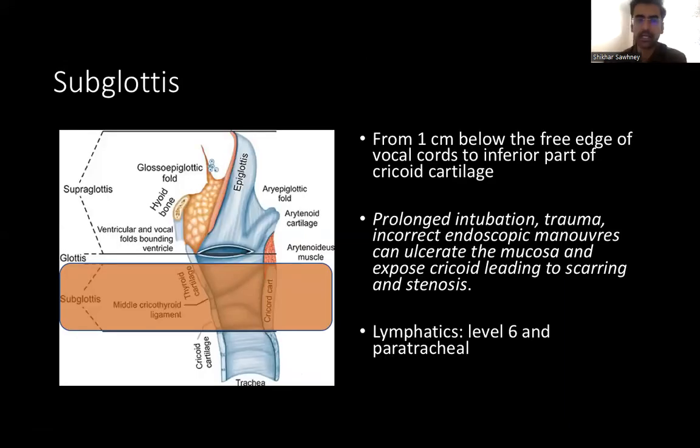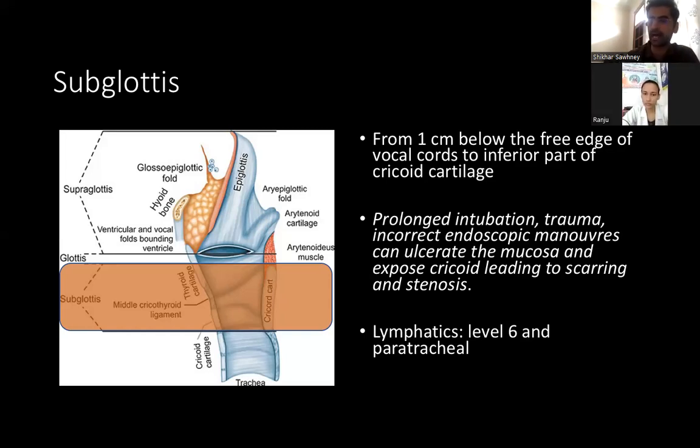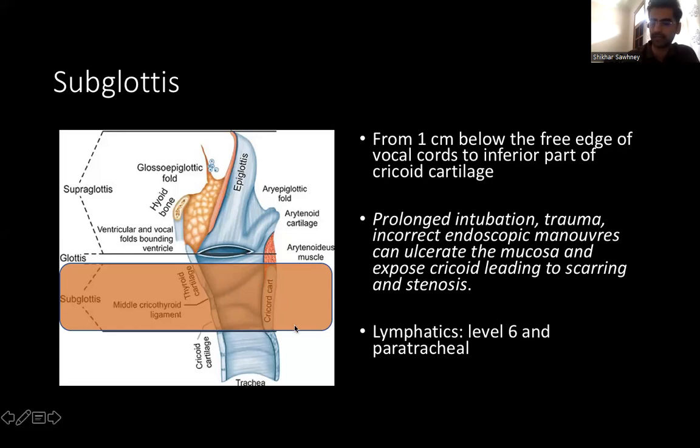Moving on to subglottis. Now, this is the area, as the name suggests, below the free edge of the vocal cord. It begins from 1 centimeter below the free edge of the vocal cords to the inferior part of the cricoid cartilage. This area of the airway is prone to stenosis, and is the most common area of airway stenosis following trauma or prolonged intubation or even incorrect maneuvers. And that happens because these maneuvers can ulcerate the mucosa, leading to exposure of the cricoid cartilage, and that can lead to scarring and stenosis. Lymphatics from this area drain to level 6 and the paratracheal lymph nodes.